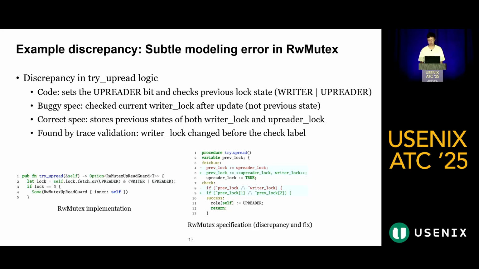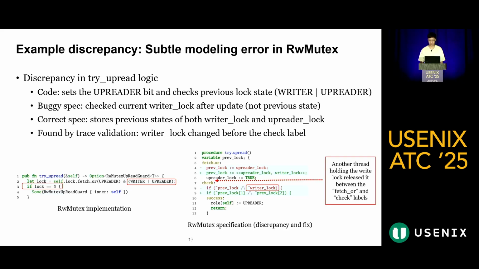This example shows a discrepancy bug and trace validation in an upgradable reader's writer lock. The code sets the upreader bits and checks the previous lock states. Our spec mistakenly used the current writer lock state. Trace validation exposed the discrepancy. Another thread released the writer lock in between, causing the spec to show a successful lock acquisition, while the code trace didn't. We fixed this spec by storing previous values. This shows how trace validation catches subtle modeling errors.